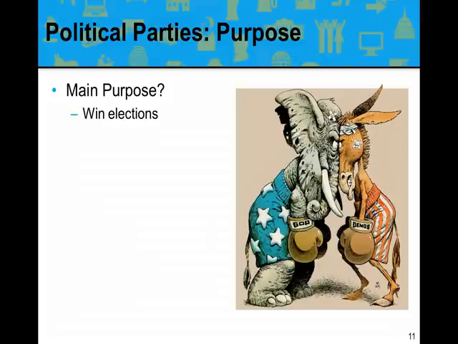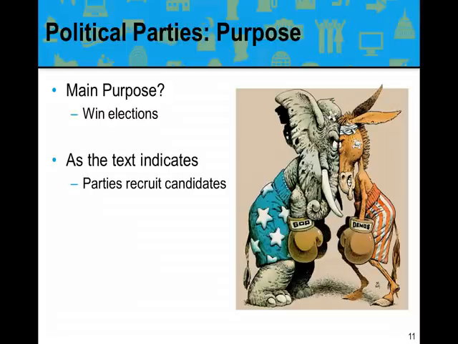And recently, the argument is that the parties aren't able to attract the best candidates, because some of the best people just simply don't want to run for election. Okay? We think about how many millions of people there are in the United States, but we can't find really quality candidates to run on a regular basis because they don't want to endure the political process involved with a political election. But there are other functions besides winning elections, and as the text indicates, and as our graph indicated, parties are going to try and recruit candidates.